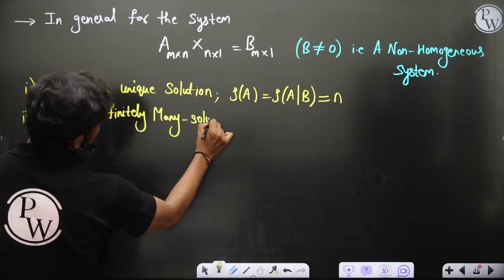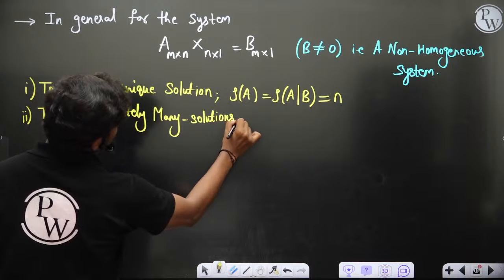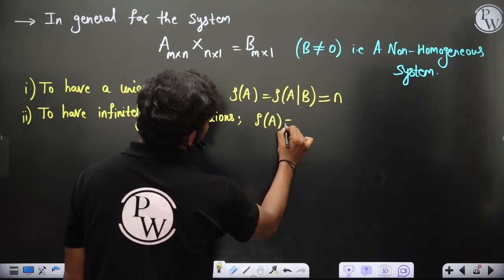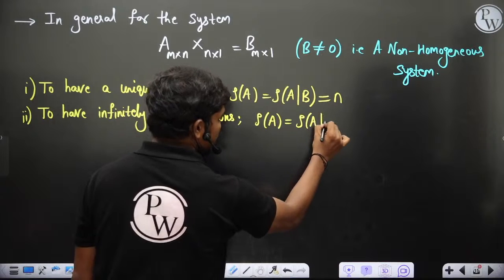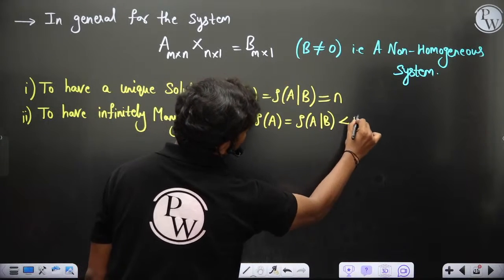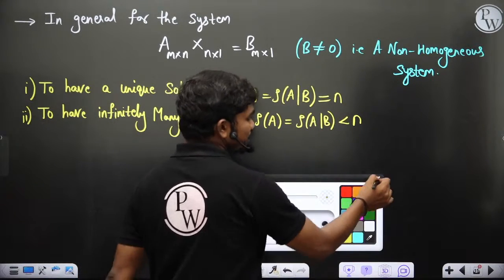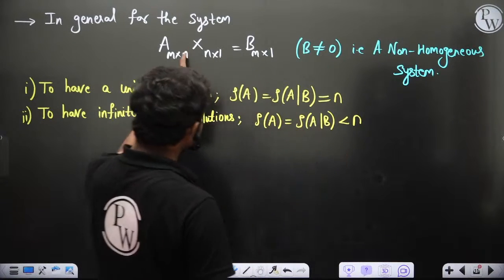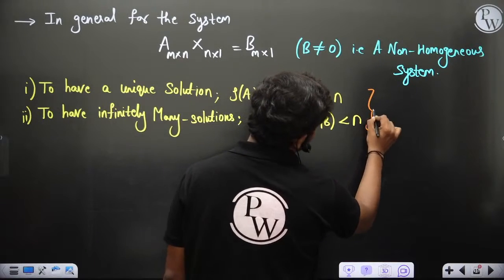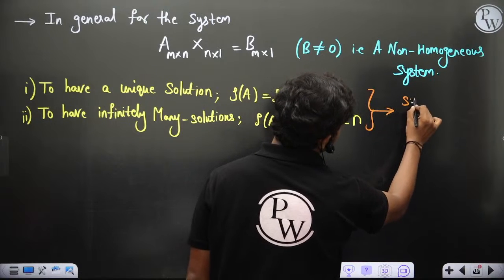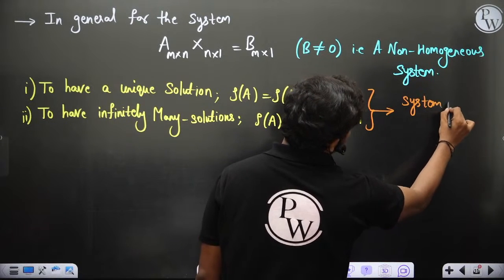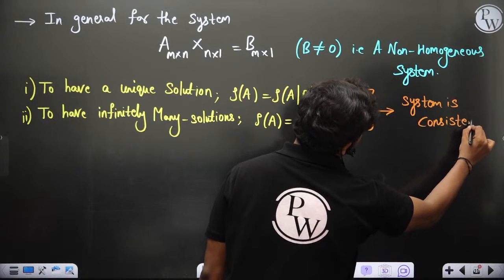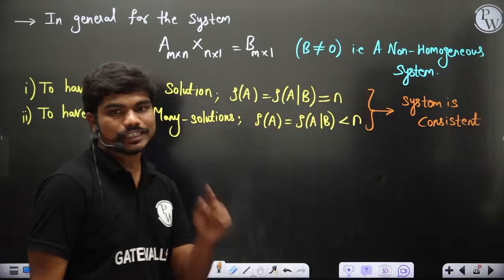Infinitely many solutions: to have infinitely many solutions, rank of A should be equal to rank of A augmented B, undoubtedly, but this is less than n. In both these cases, the system has a solution, maybe a single solution or infinitely many solutions, but still this system has a solution, and these two are the cases of consistency. We say the system is consistent. The system is actually consistent, meaning it has a solution.